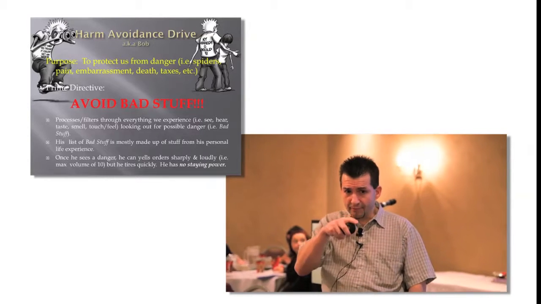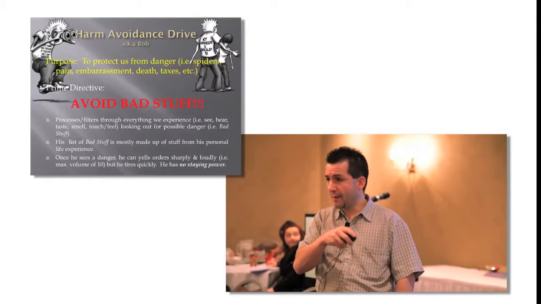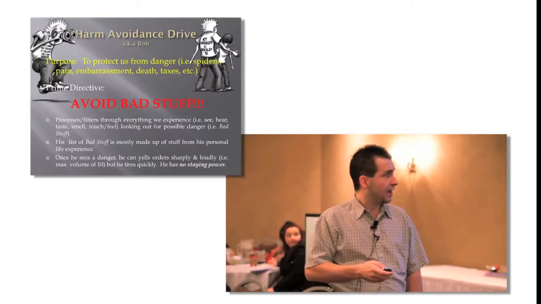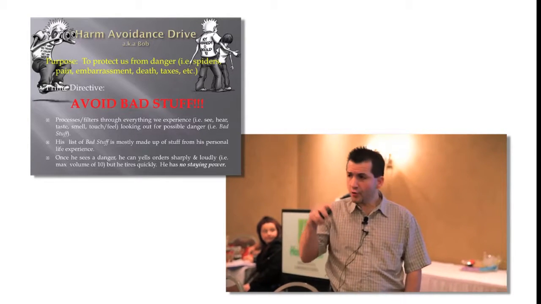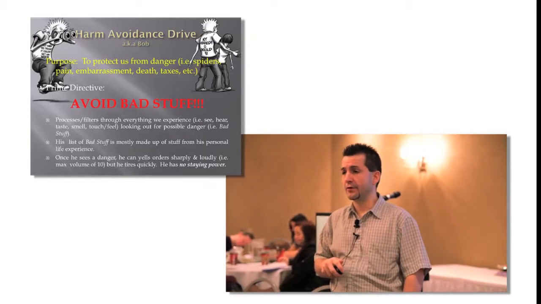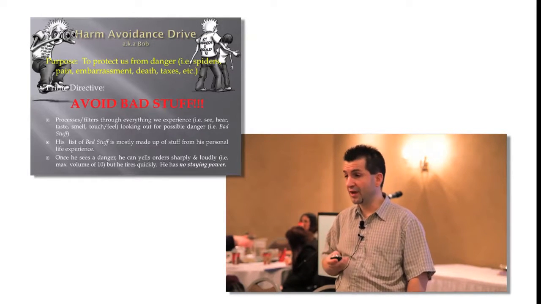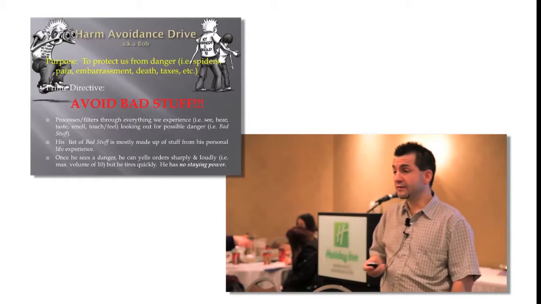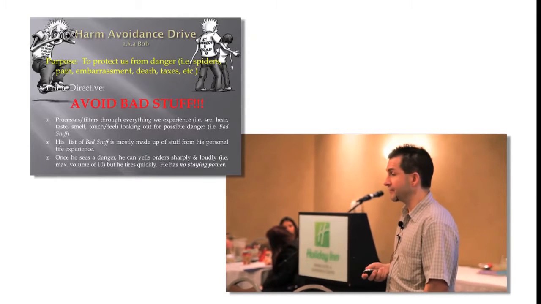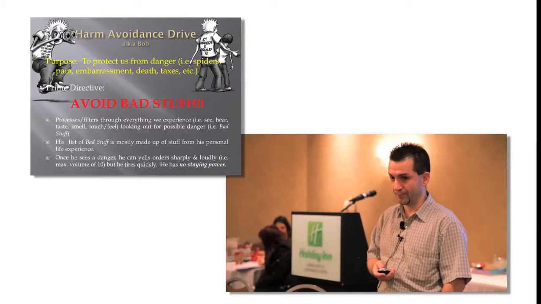And if Bob sees something bad that happens to come across his page, what Bob does is he takes over control of our behavior and he makes us react in a particular way. And that particular way is whatever he thinks is going to help us stay away from that bad stuff and avoid that danger.